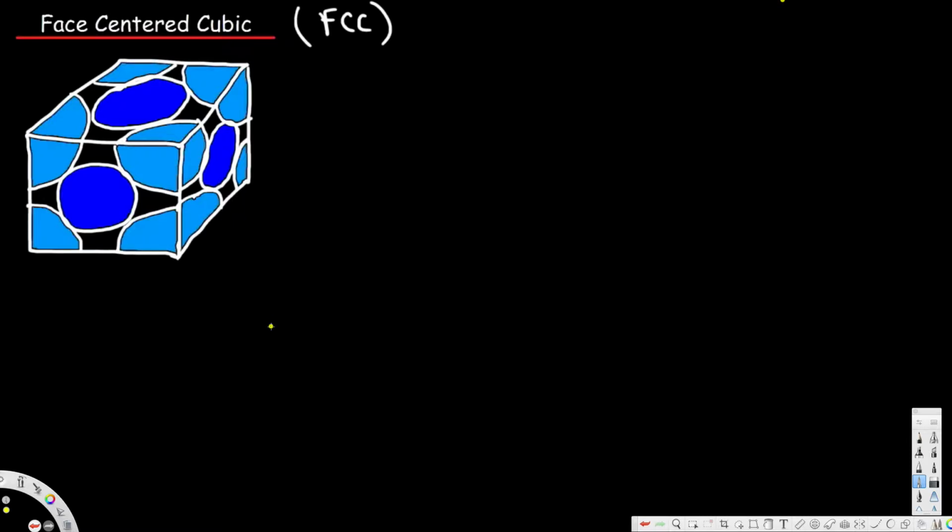What's going on, guys? In this video we are going to talk about face centered cubic structure. Here we have a face centered cubic structure, and for a face centered cubic structure there are 4 atoms per unit cell. Okay, 4 atoms per unit cell. Now let's see how it is.